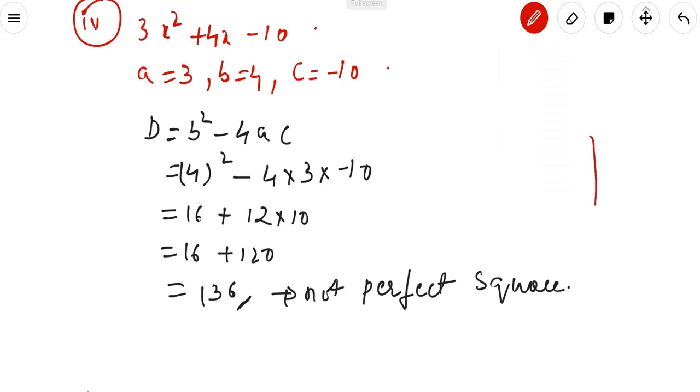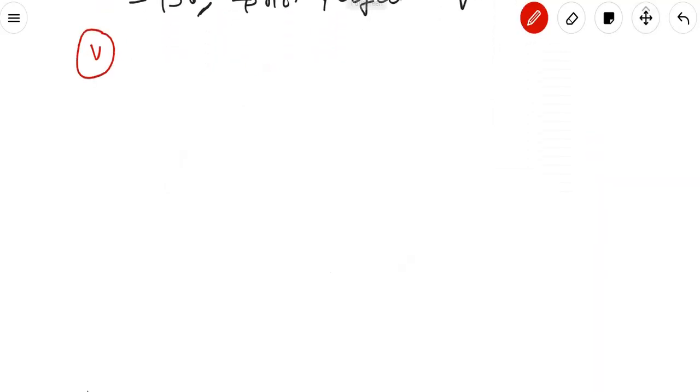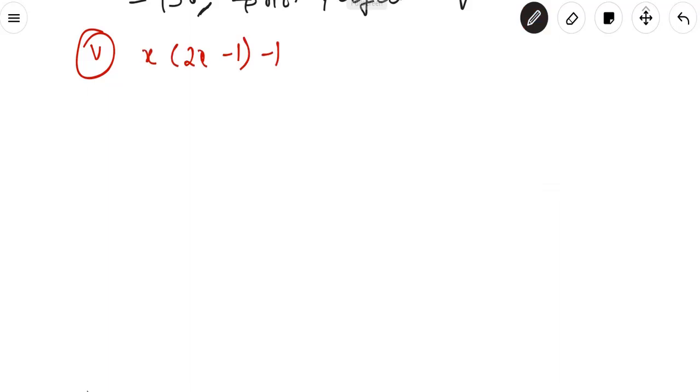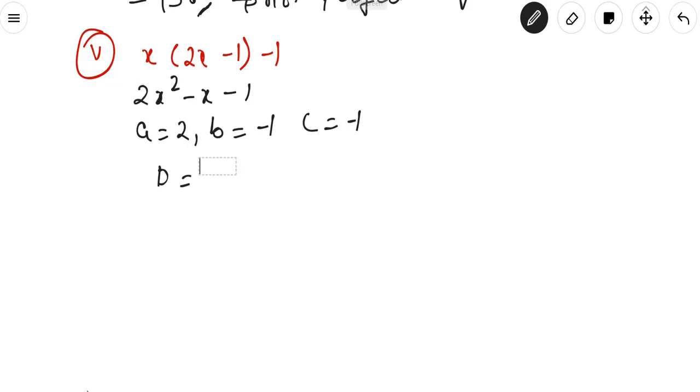That is the fifth problem in question number 18. First I will remove the bracket. So this is 2x square minus x minus 1. So a is how much here? a is equal to 2. b is minus 1. c is minus 1. So the formula is d is equal to b square minus 4ac. So this becomes minus 1 whole square minus 4 into 2 into minus 1.